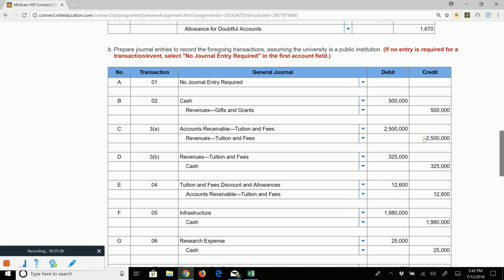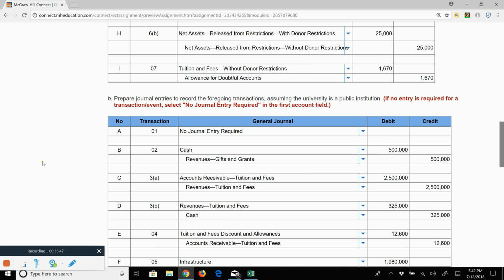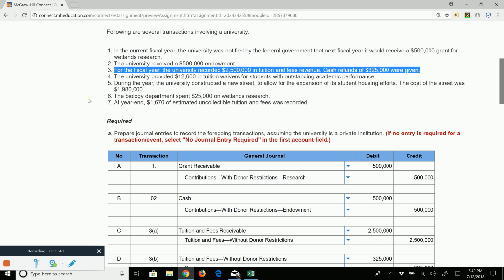And you can see on the public university, it is pretty much exactly the same. Debit the receivable, credit revenue for the gross amount, and then direct debit to revenue and credit cash for the refund. So journal entry 3 is similar.